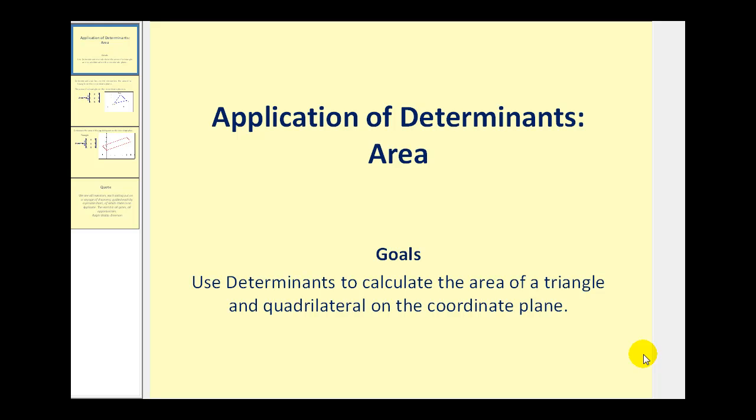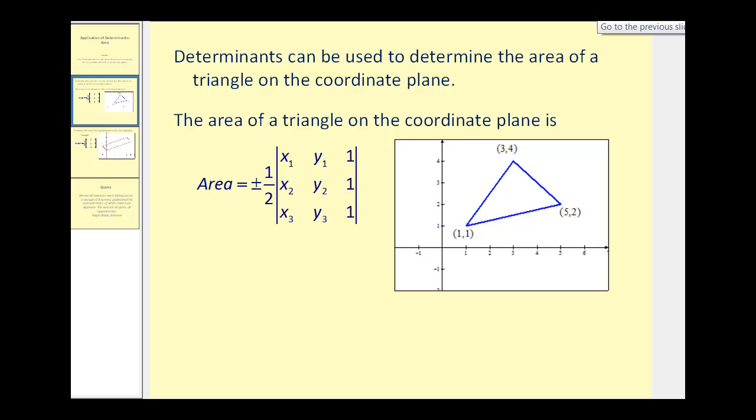Welcome to a video that will show how to use determinants to find the area of a triangle and parallelogram on the coordinate plane. The area of a triangle on the coordinate plane is equal to plus or minus 1/2 times this 3 by 3 determinant, where each row is formed by using the coordinates of one of the vertices with each element in the third column equaling 1.